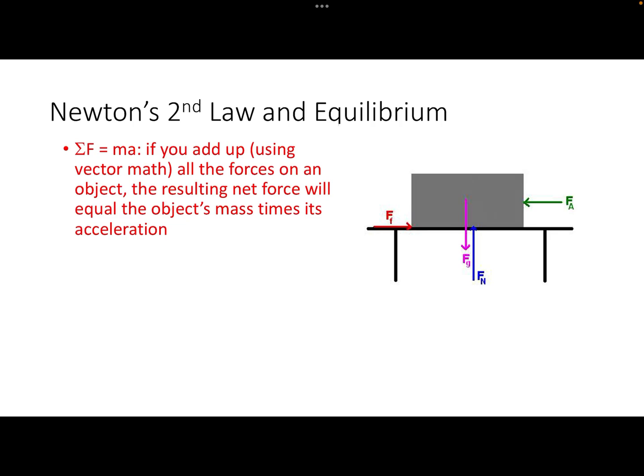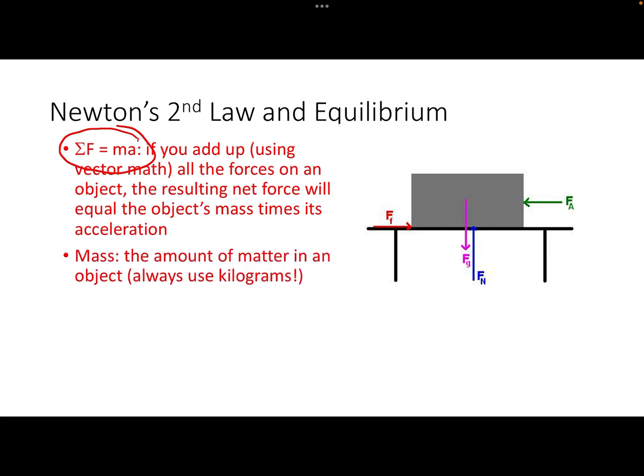So equilibrium is primarily what we've been focused on so far, and equilibrium is still based on Newton's second law. If you sum the forces on an object using vector mathematics, and they all end up canceling each other out, and you end up with a force of zero, then you have a situation where an object is in equilibrium. There's no net force and no acceleration. Newton's second law says that if you sum all the forces on an object, it should be equal to that object's mass times its acceleration.